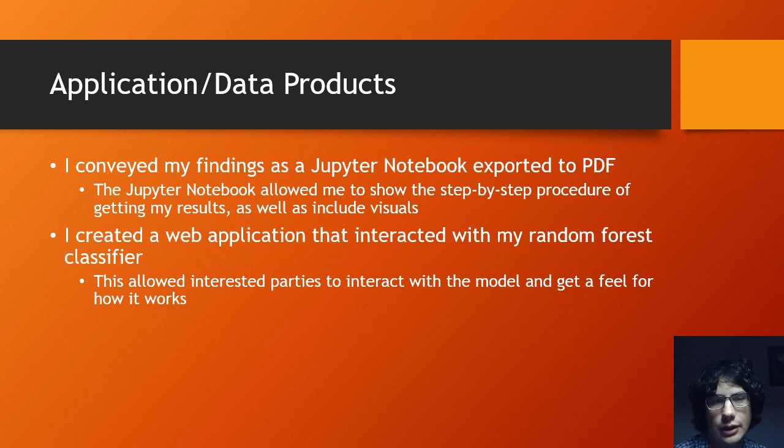Okay, application and data product. I conveyed my findings in the Jupyter Notebook, exported to PDF. Jupyter Notebook allowed me to show a step-by-step procedure of how I got my results and also allowed me to include a lot of charts. And finally, I created a web application that interacted with my random forest classifier. This allowed anyone, using their own data from their own personal experience, to interact with that random forest classifier and see how it works for themselves.